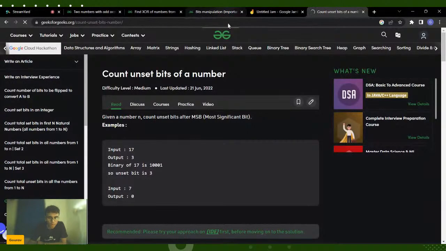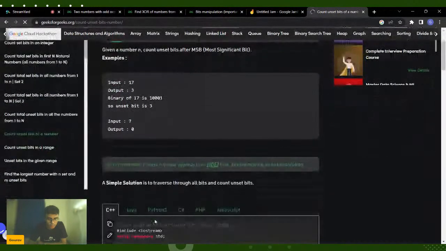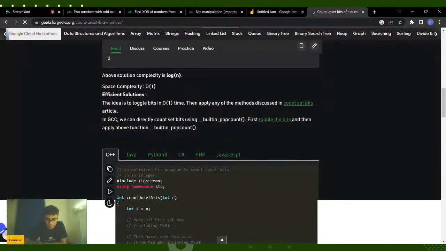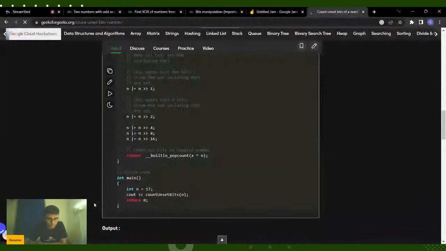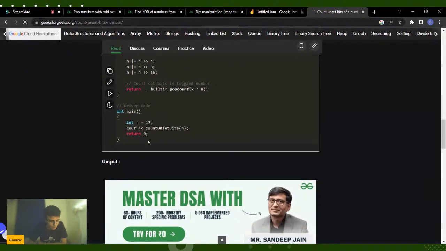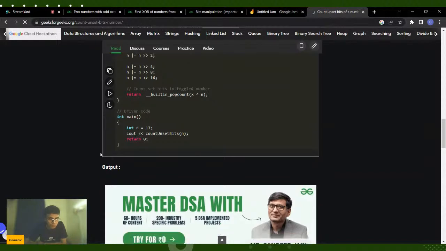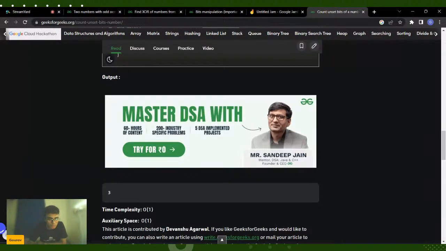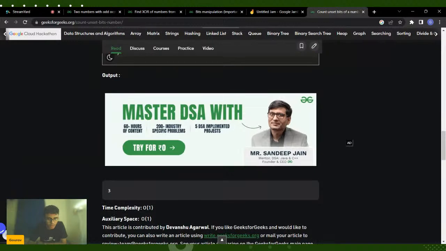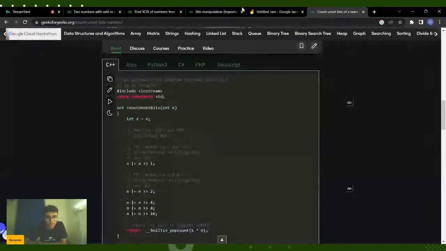So let's see what this article is saying about counting the set bits. There is something called built-in pop count. I am unable to find the name. Let's move on; you can try to Google more about built-in functions.